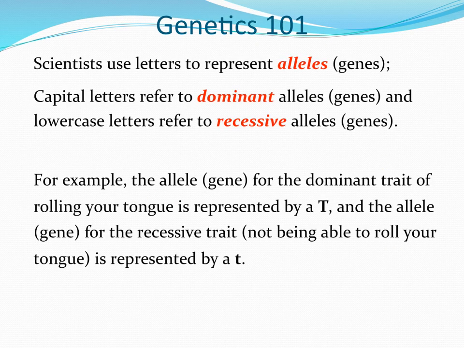Scientists use letters to represent alleles, and so we will use capital letters to refer to dominant alleles. And again, an allele is just a gene. We're using those terms synonymously. Lowercase letters always refer to recessive alleles. For example, the allele for the dominant trait of rolling your tongue is represented by a capital T, and the recessive trait, not being able to roll your tongue, is represented by a lowercase t.